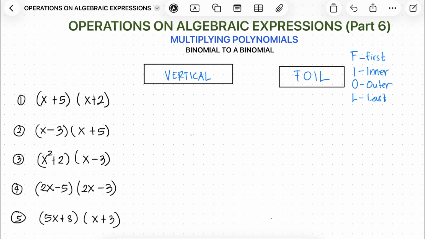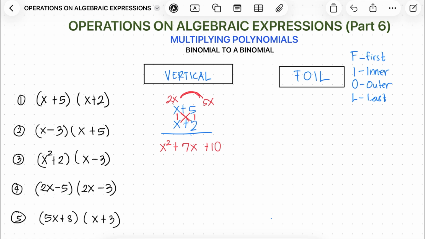So number one, we have x plus 5 times x plus 2. Okay, so the vertical way, so just multiply x times x, that is x squared, and then 5 times 2, that is positive 10, and then x times 5, let's multiply across, 5x, and then 2 times x, that is 2x, and then combine them together. Since they are like terms, that is positive 7x.